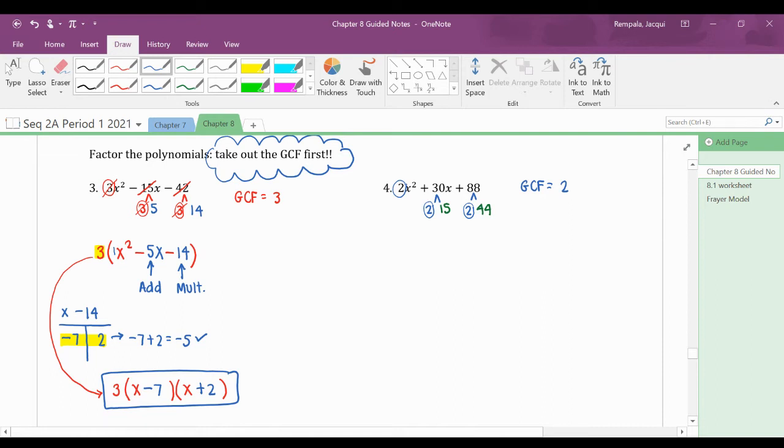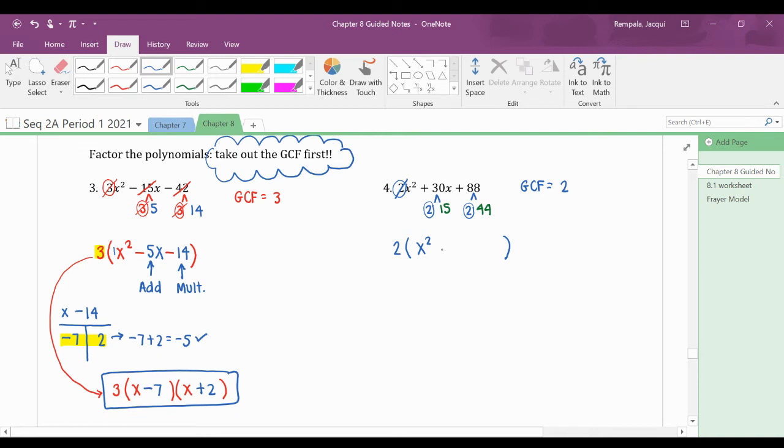If I look at all the letters, I want a letter in every single term. But the 88 is just a number, so that means my only thing that's going to go out in front of parentheses is the number 2. So then I want to write 3 things left over inside parentheses. So ignoring that GCF of 2, notice that I'm left with an x squared.